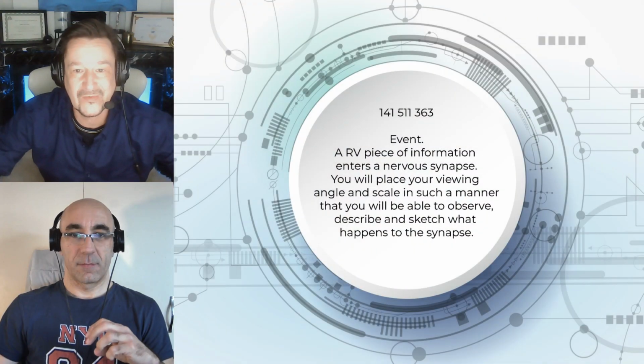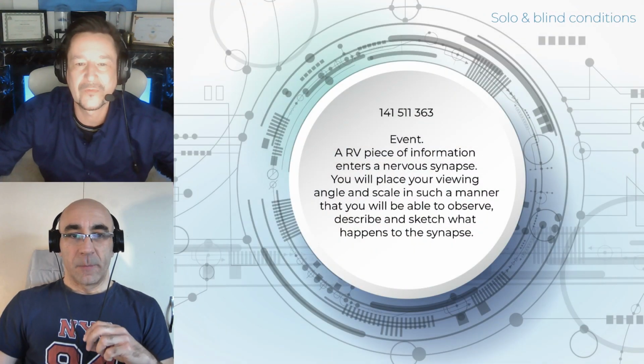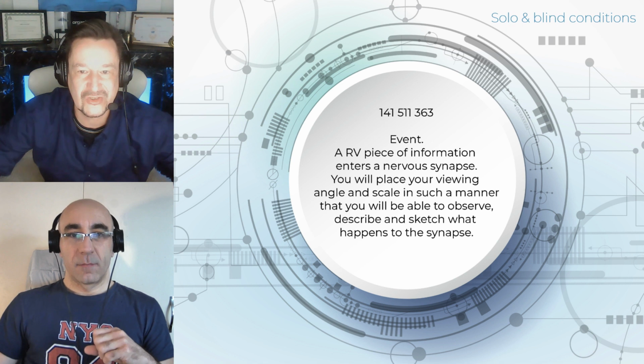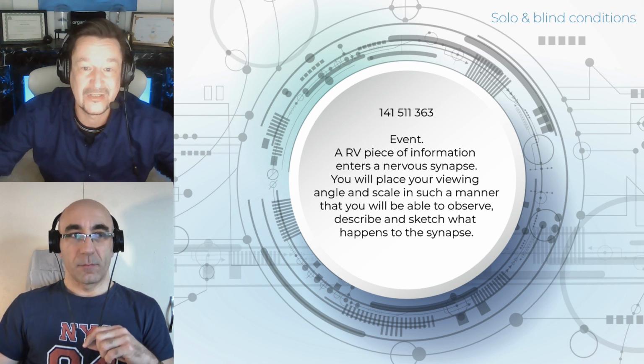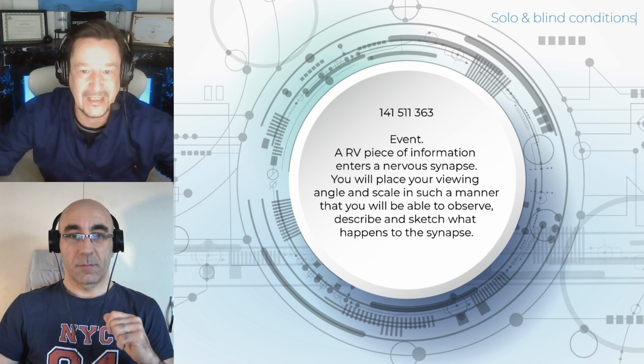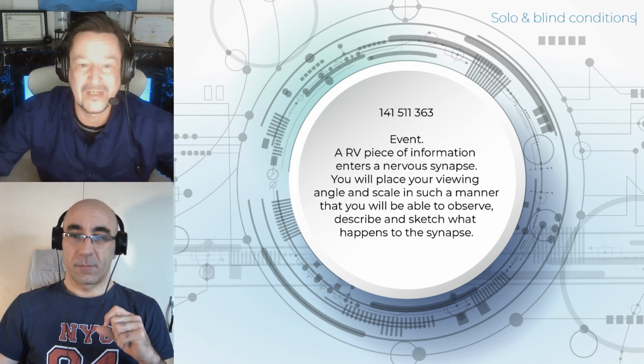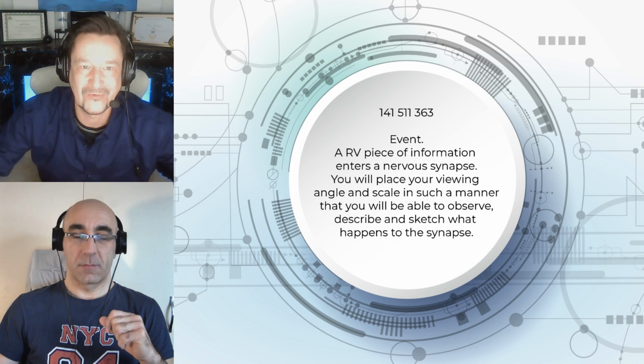In this video, we will explore what happens when a remote viewing data bit enters the synapse, the gap between nerve cells where information is transmitted. I was tasked a few weeks ago by Gabriel with a remote viewing piece of information enters the nervous synapse. You will place your viewing angle and scale in such a manner that you will be able to observe, describe, and sketch what happens to the synapse.